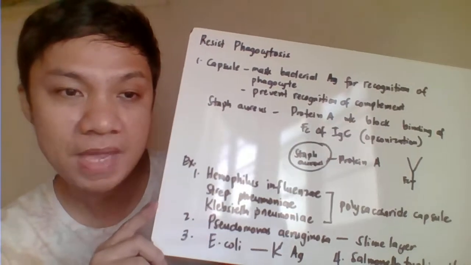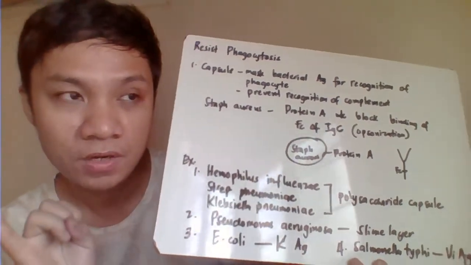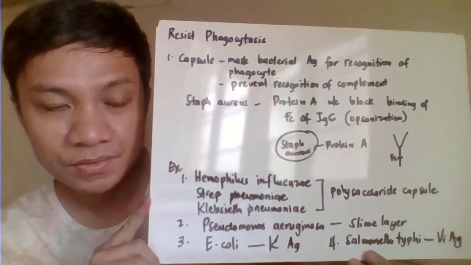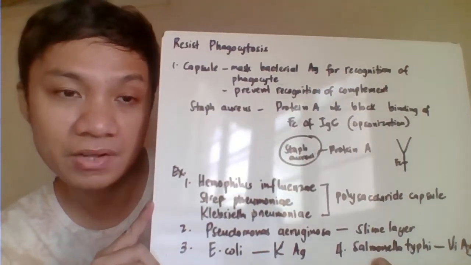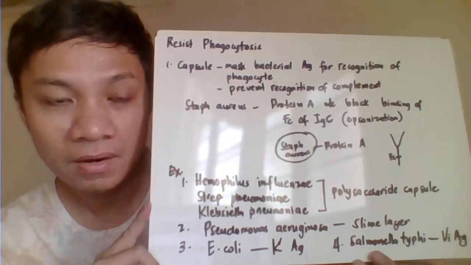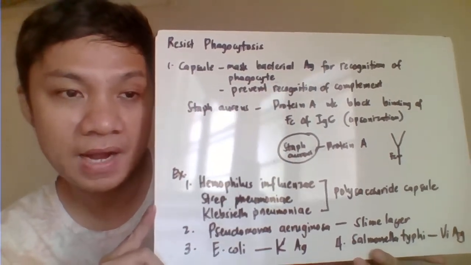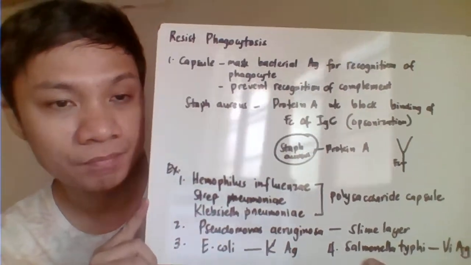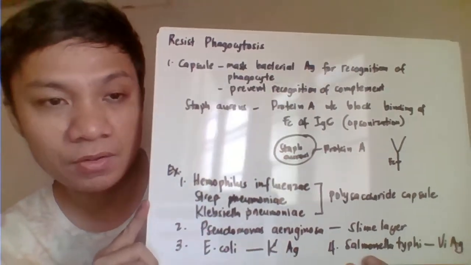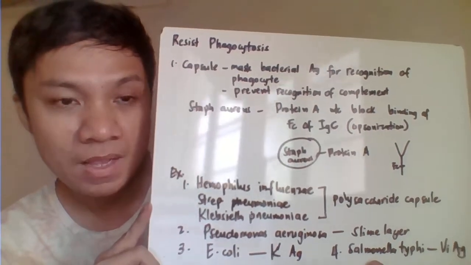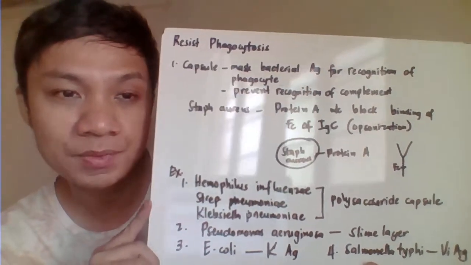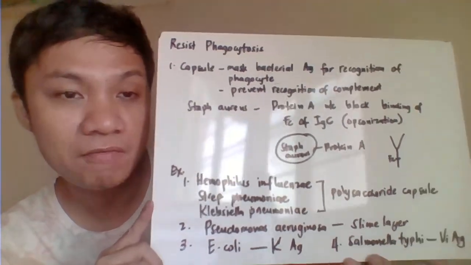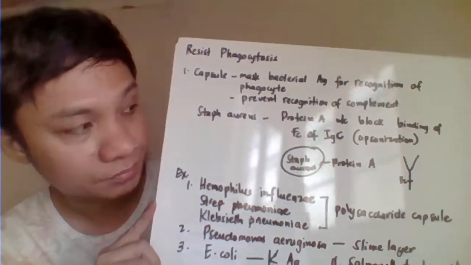your phagocytes, which include your PMN, polymorphonuclear neutrophils, and also your macrophages, could not identify the presence of your antigen because it is masked by the presence of your capsule. At the same time, that could also prevent the activity of the complement that helps our body to eliminate the pathogen, because of that protective coating of your bacteria.